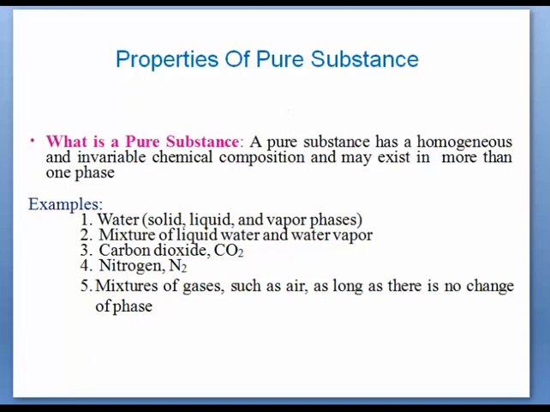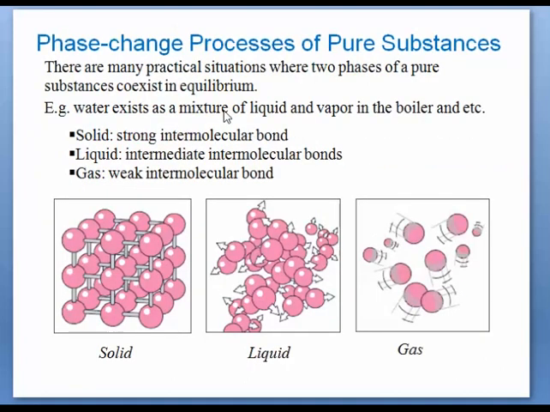You know that water exists in three phases: solid, liquid, gas, and in all three phases its chemical composition remains the same, that is H2O. Some other examples of pure substances are a mixture of liquid water and water vapor, carbon dioxide, nitrogen, and mixtures of gases such as air, as long as there is no change in phase. Now we will see how a pure substance changes its phase.